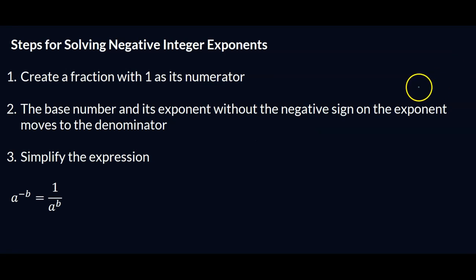So how do we go ahead to solve this type of exponent? First, we want to create a fraction with 1 as its numerator. The base of the number and its exponent, without the negative sign on the exponent, moves to the denominator, and then we can simplify. What this simply means is if you have an expression a to the power of negative b, where b is an integer, you're going to make 1 your numerator, and then in your denominator you have a to the power of b without the negative sign. So that's all this is about.